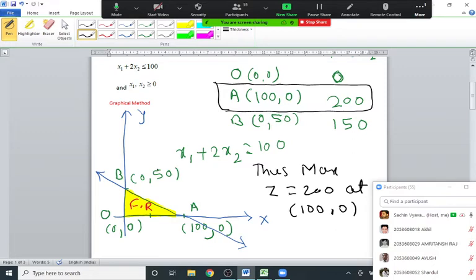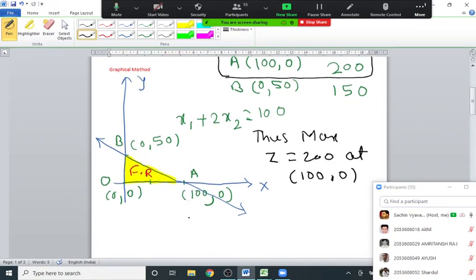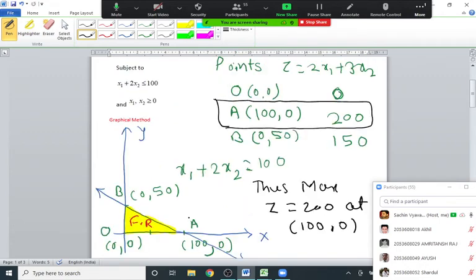Right now, how many vertices are there for this polygon? There are 3 vertices. So the origin is the initial table, and we may have 1 or 2 iterations. Maximum 2 iterations will be there to get the required answer. You may even get the answer in the first iteration. It depends. So we'll come to the simplex method. Now, how does the simplex method start?